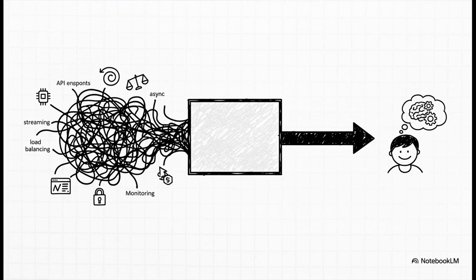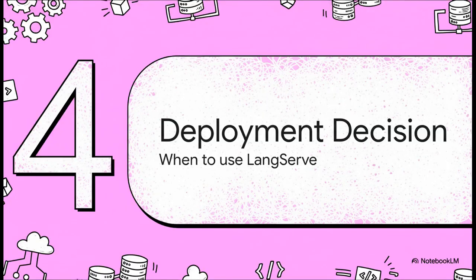So the main thing to remember is this. All that complicated stuff we talked about at the beginning, the async, the streaming, the documentation, LangServe just does it for you. It takes care of all that complexity so you can get back to doing the fun part, building amazing AI applications. All right, so obviously LangServe isn't the only way to deploy an app, but it's really important to know when it's the right tool for the job. So let's break down that decision.